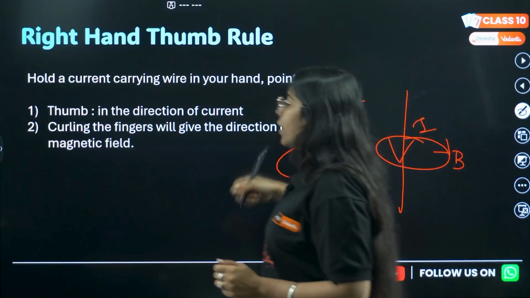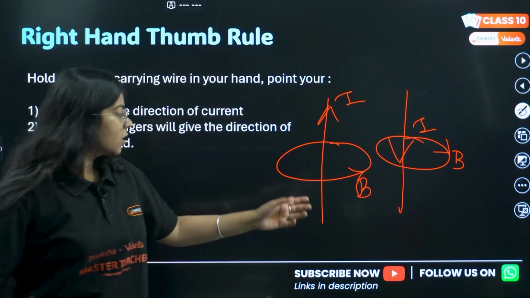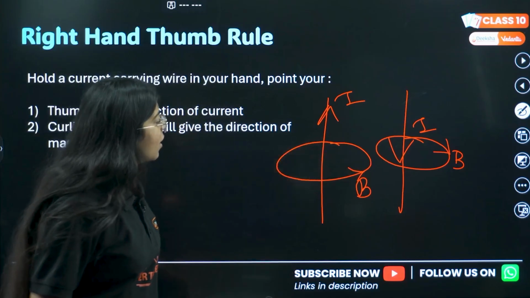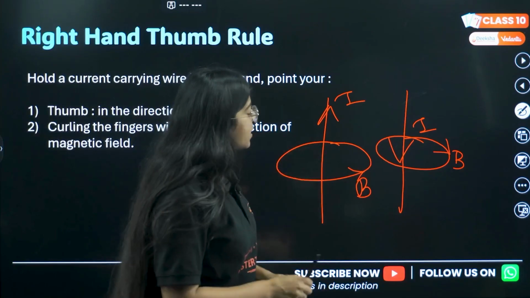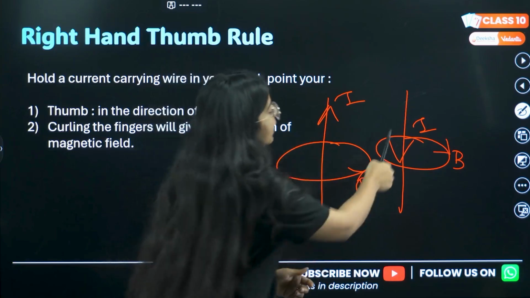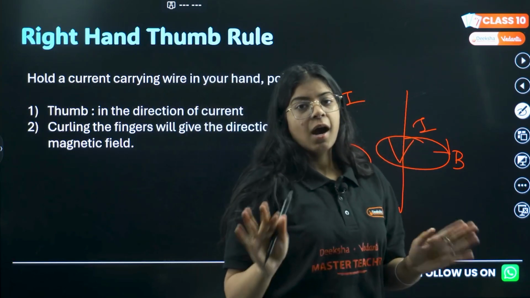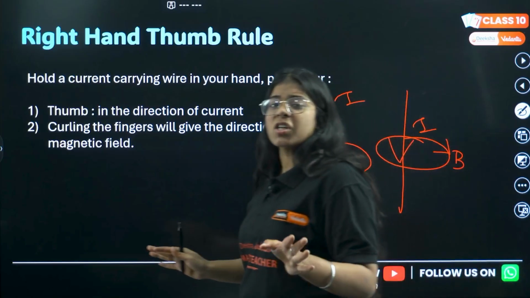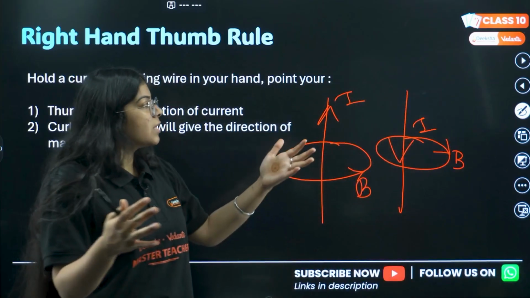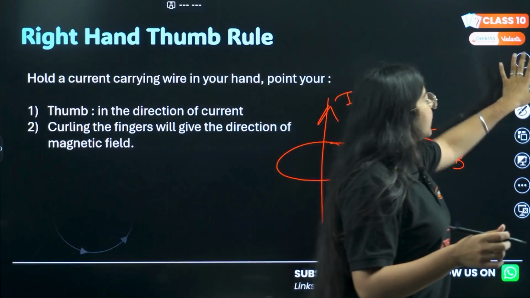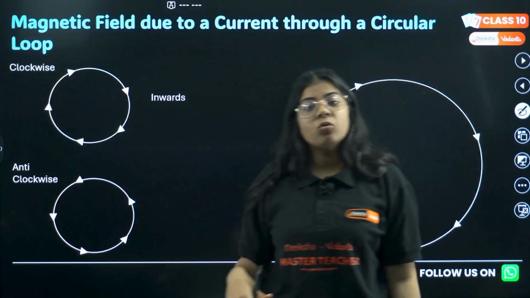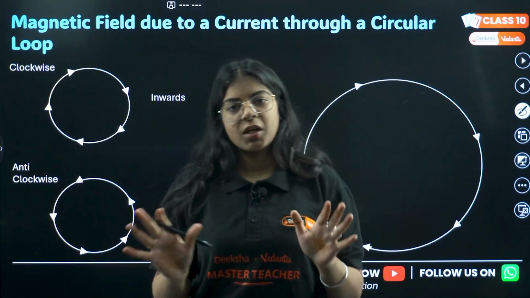In the upward direction, it's going inwards. It's going inwards, outwards anyways, but if you see, it's going inwards, and in the downwards direction it's coming outwards. Okay, understood? Very good. This is just a right hand thumb rule. Let's use this to find the magnetic field around a current carrying circular loop.